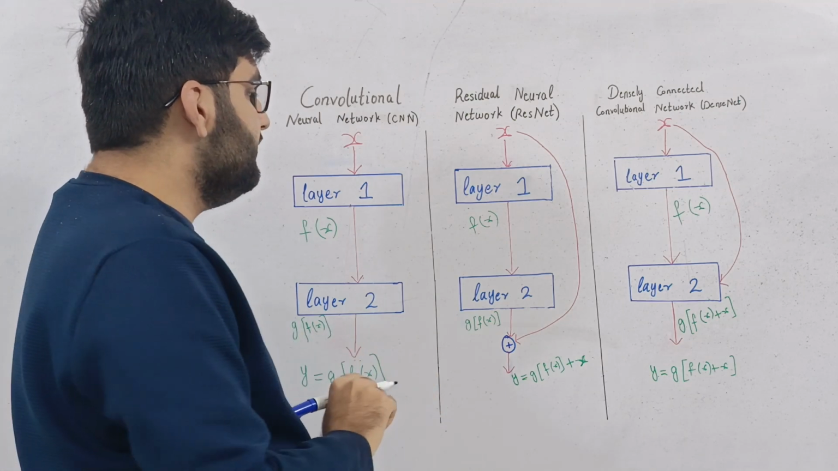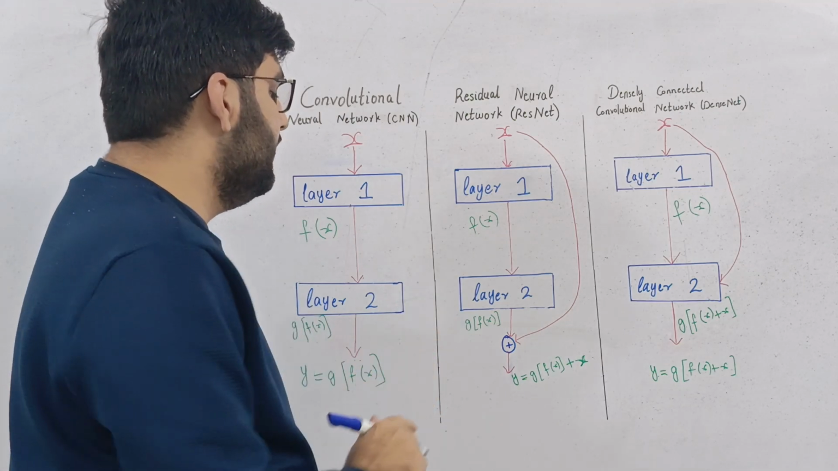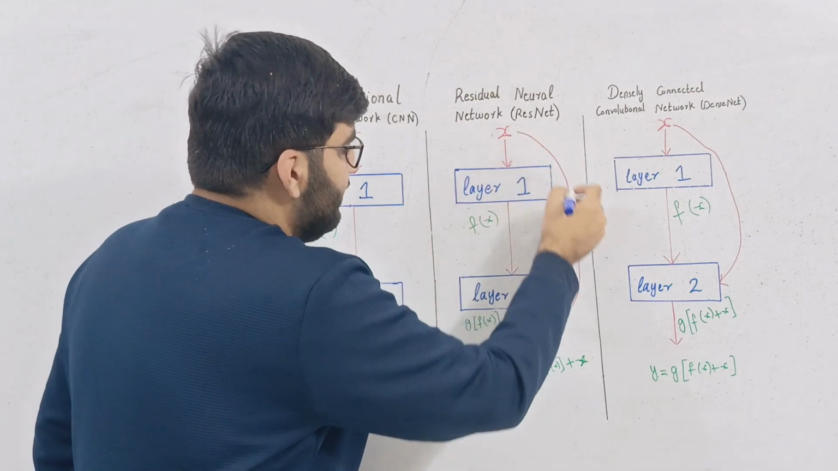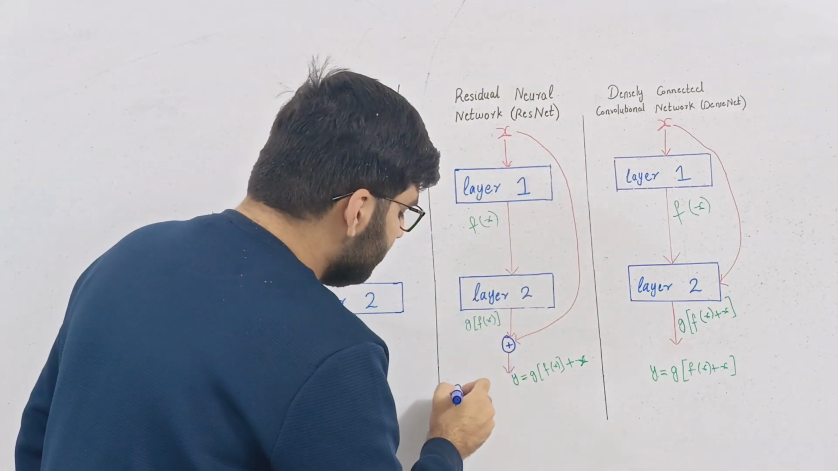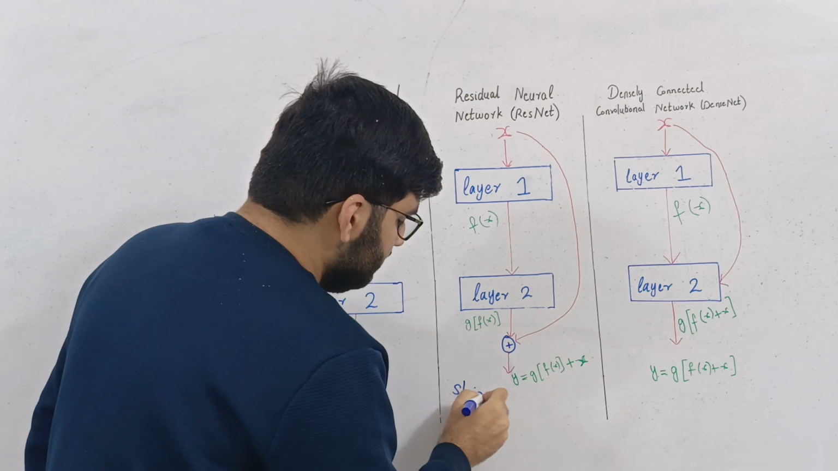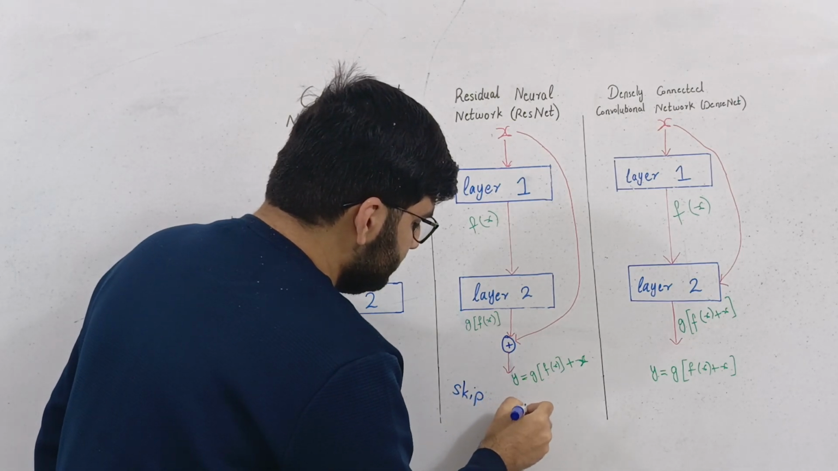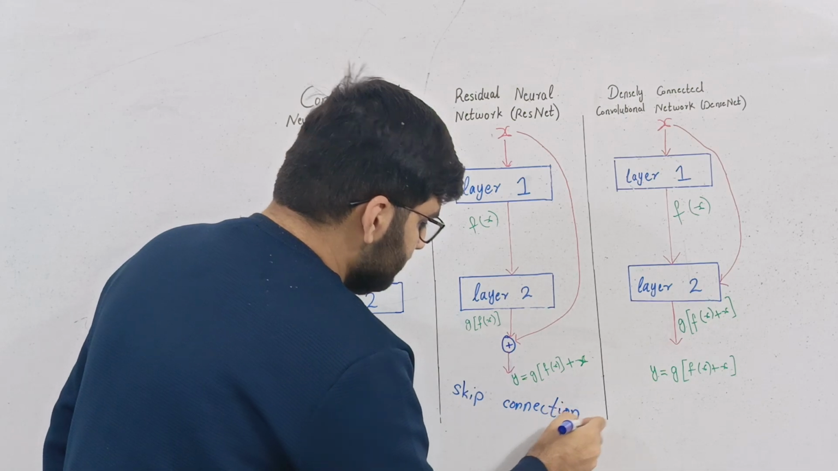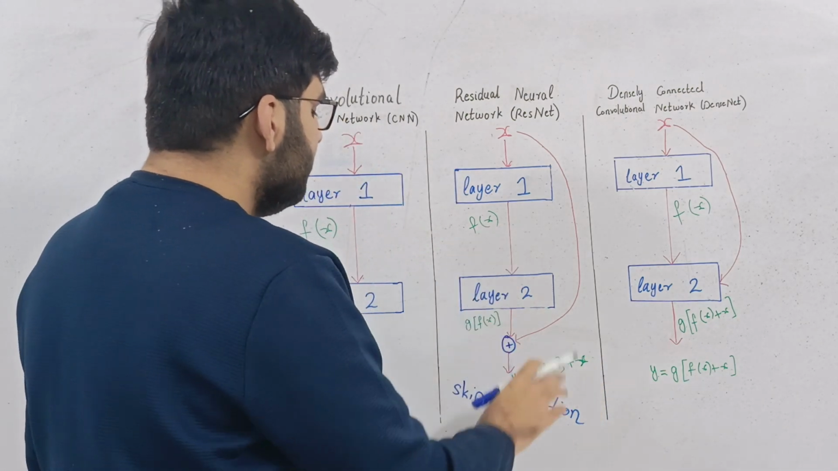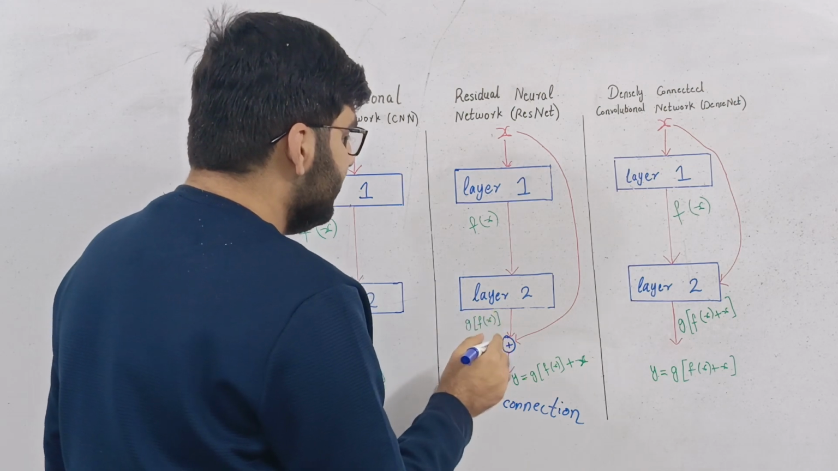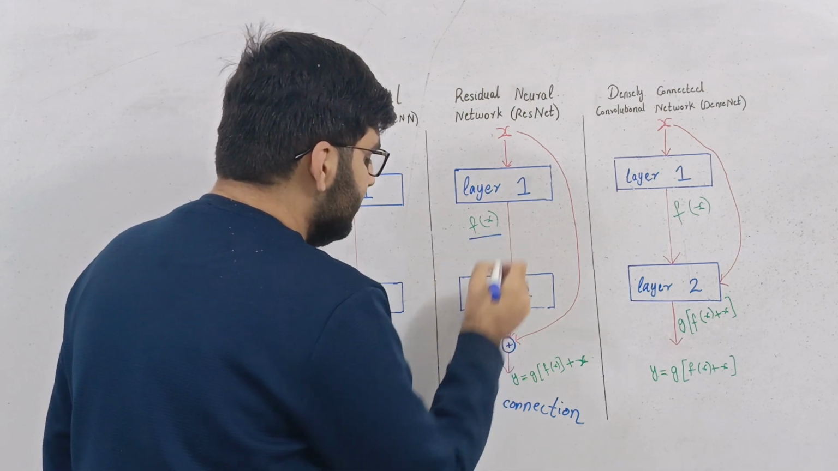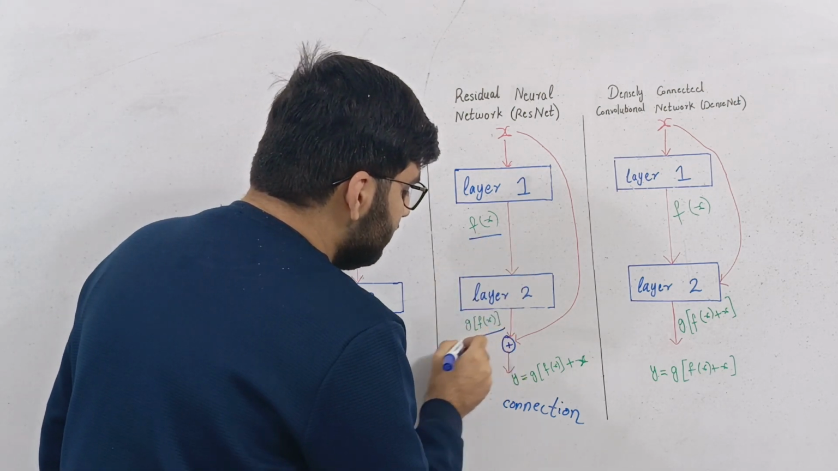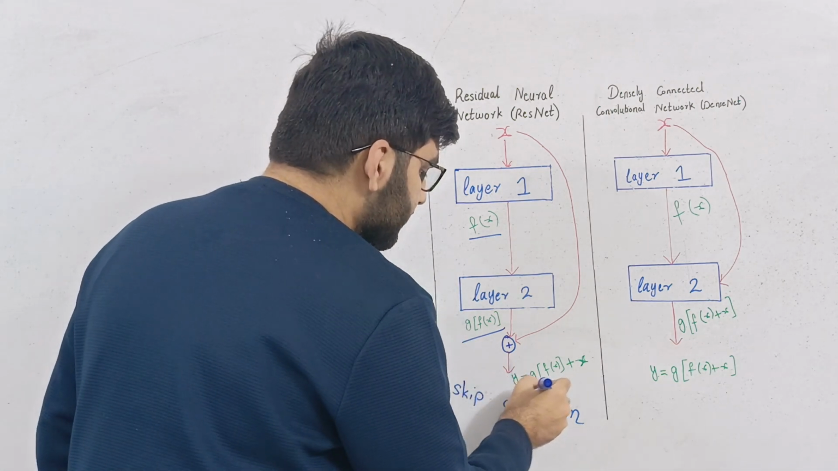This problem is being solved by ResNet by using this connection. It is called a skip connection. So the output of the residual neural network is the concatenation of f of x and g of f of x represented by this.